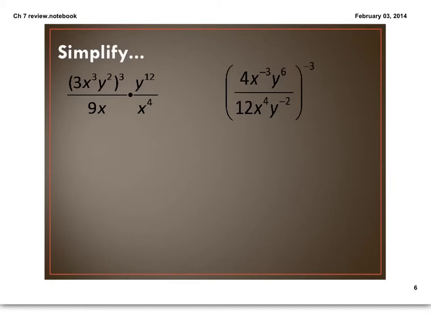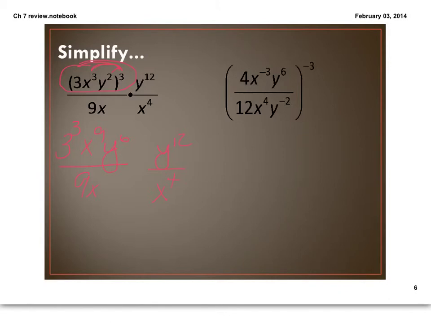So I'm going to look at this one, and I'm going to multiply. I'm going to take the power of a power first. So 3 to the 3rd power is going to be first. Then I'm going to go x to the 3rd and get x to the 9th. Then y squared to the 3rd power is going to be y to the 6th, divided by 9x times y to the 12th over x to the 4th.